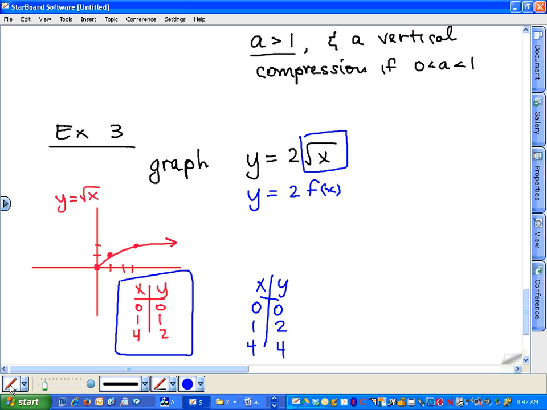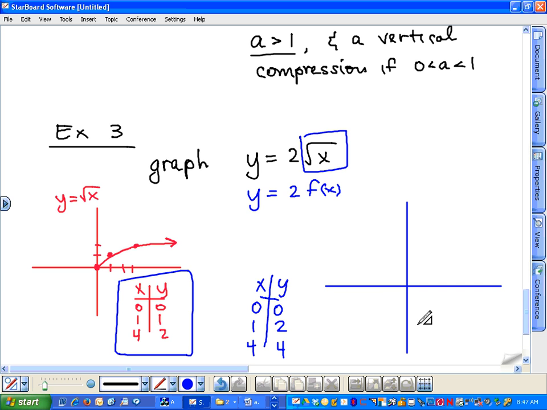So now we have some points we can plot. Zero comma 0, 1 comma 2, and 4 comma 4. So the graph is in the same location, yes? What's changed about the graph? It's been stretched. It's like somebody grabbed the graph and stretched it vertically. Okay?